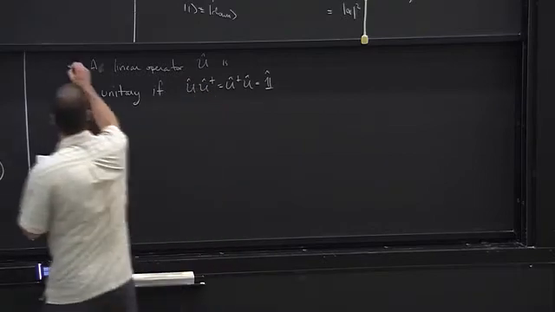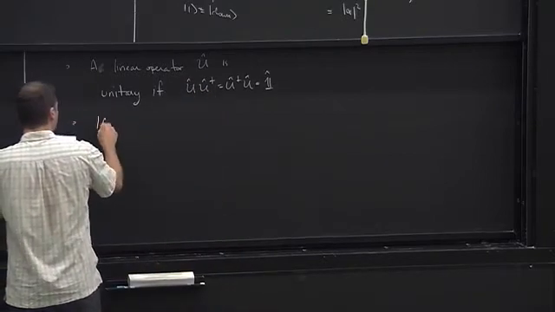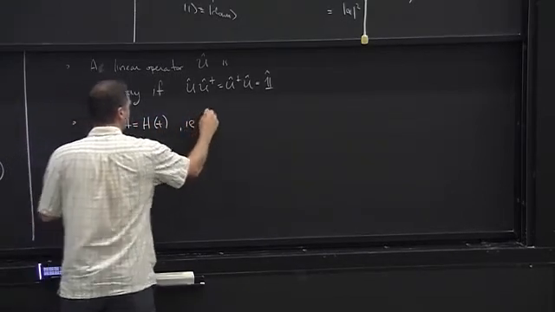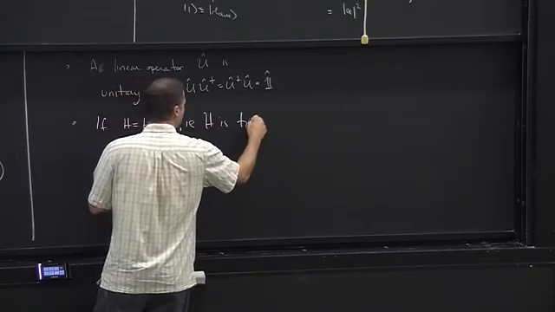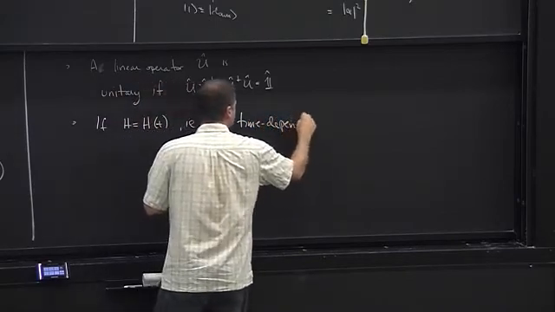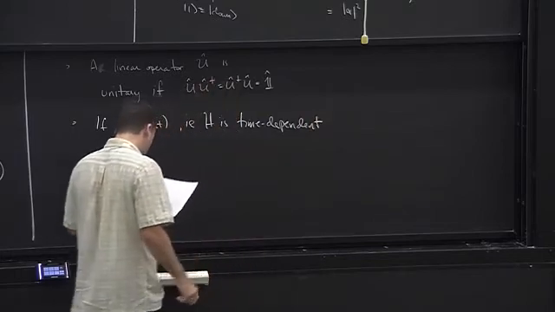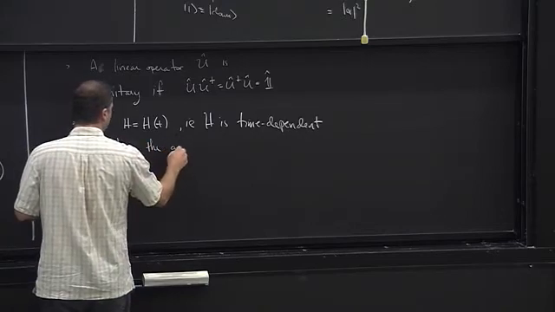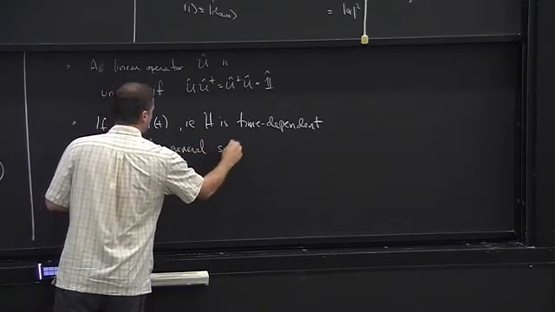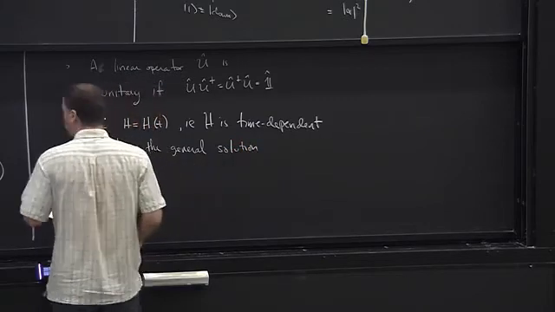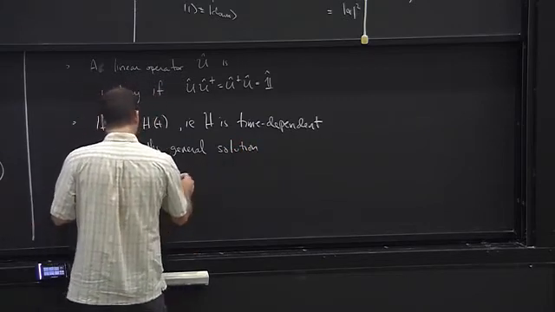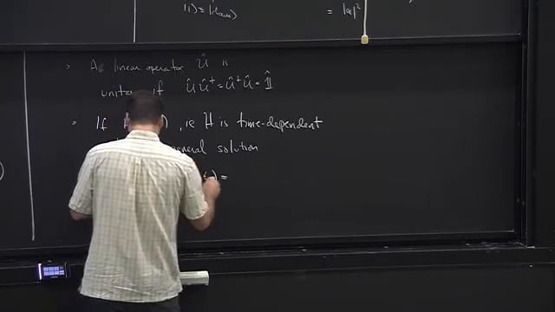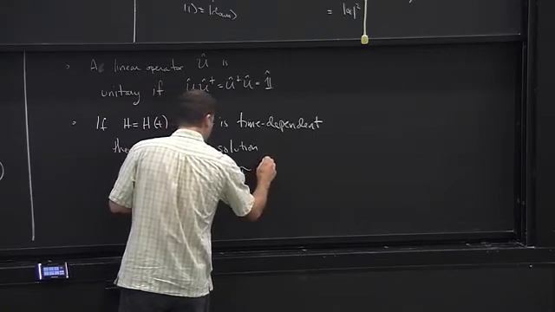Okay, in the time-dependent case, if H is time-dependent, then the general solution to our axiomatic equation of motion is given by U of t2, t1 equal to the time-ordered exponential.